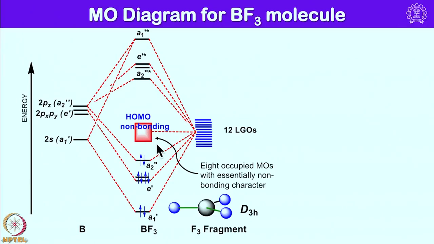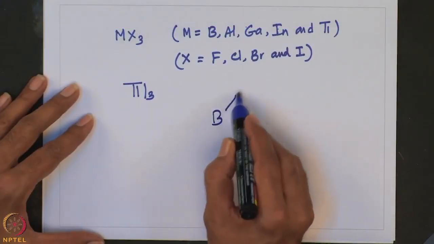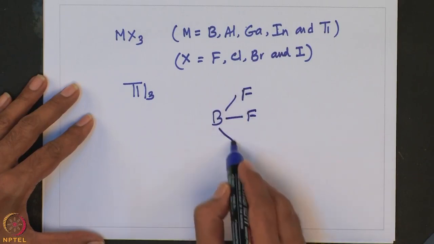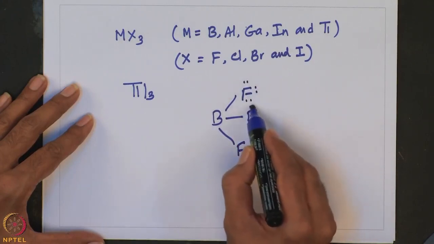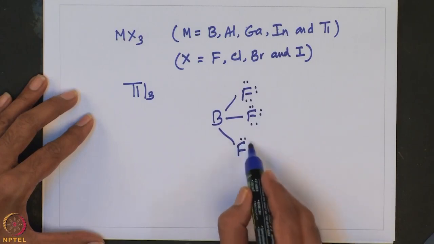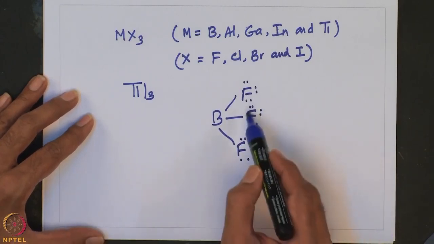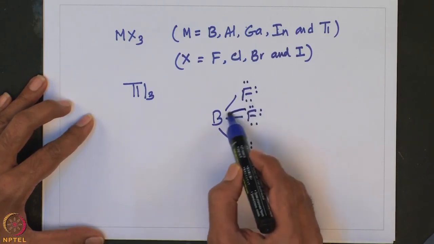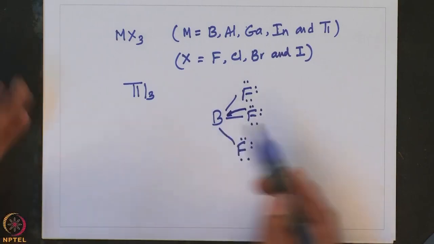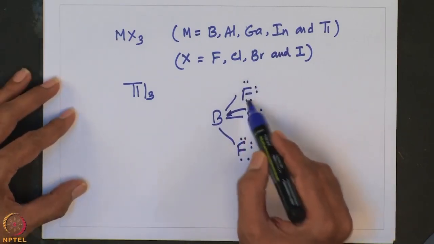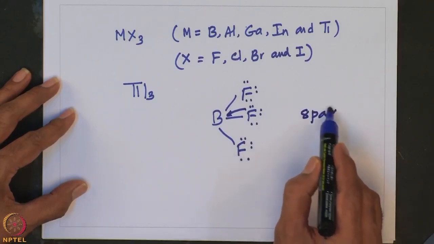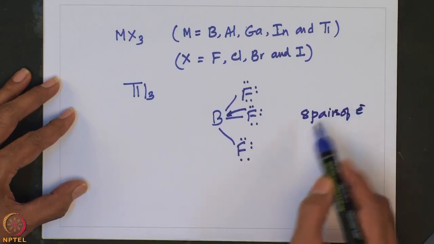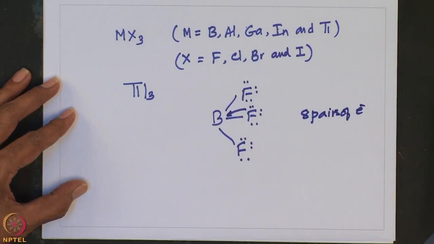You may be wondering from where these 16 electrons are coming. Just go back to this BF3 Lewis dot structure. Of course, this is planar. So, we have this kind of situation here. We have three pairs of electrons on each. Let us assume one of the fluorine atoms gives a pair of electrons through p pi back bonding. Then still we are left with 1, 2, 3, 4, 5, 6, 7, 8, that means 8 pairs of electrons. 8 pairs of electrons are still left, and these 8 pairs of electrons are essentially occupying here.